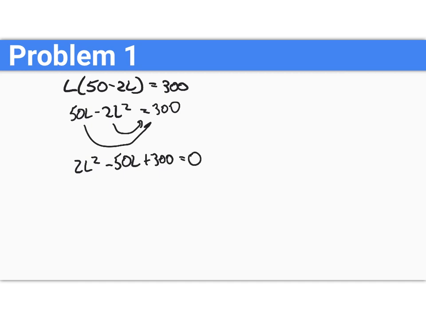Then we're going to factor out a 2. So we're going to divide a 2 out of both sides. So that leaves us with L squared minus 25L plus 150 equal to 0. So now all we have to do is factor this problem.